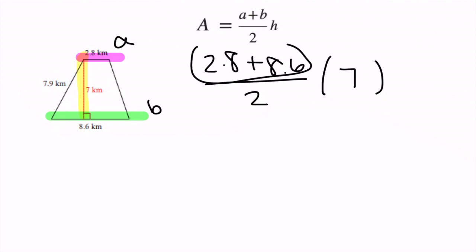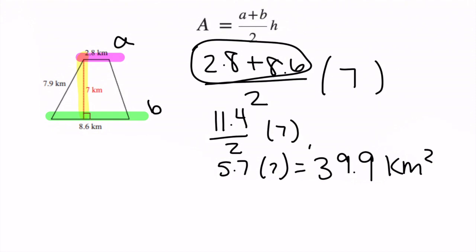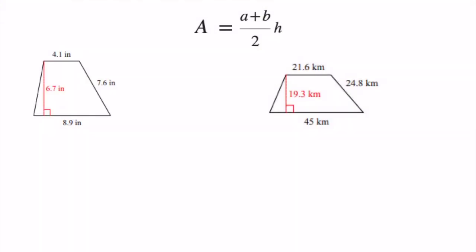So let's do this top part first. So that's going to be 11.4 over 2 times 7. When we take 11.4 divided by 2, we get 5.7 times 7. And that will equal 39.9 kilometers squared. Let's go ahead and look at another example.